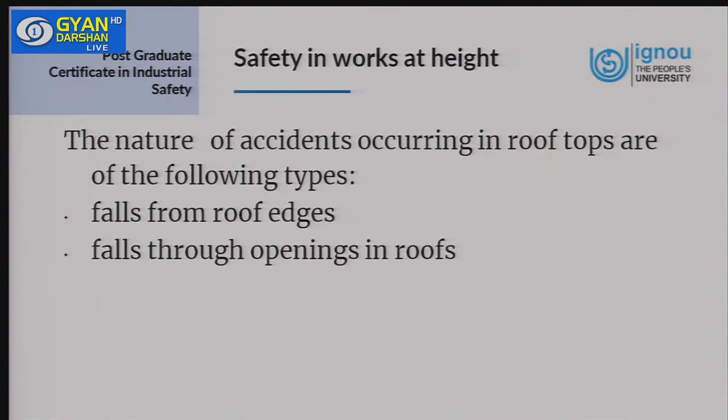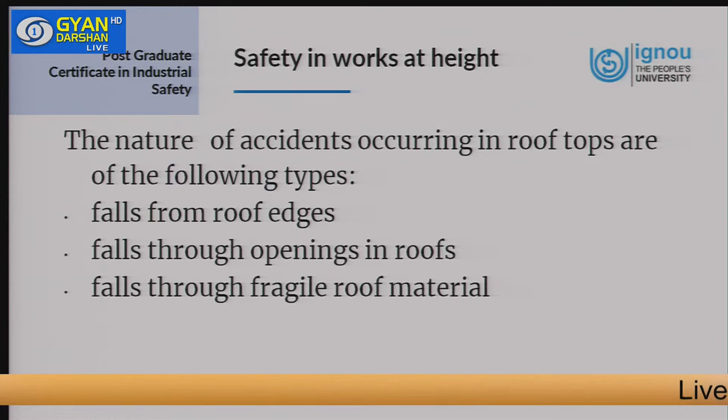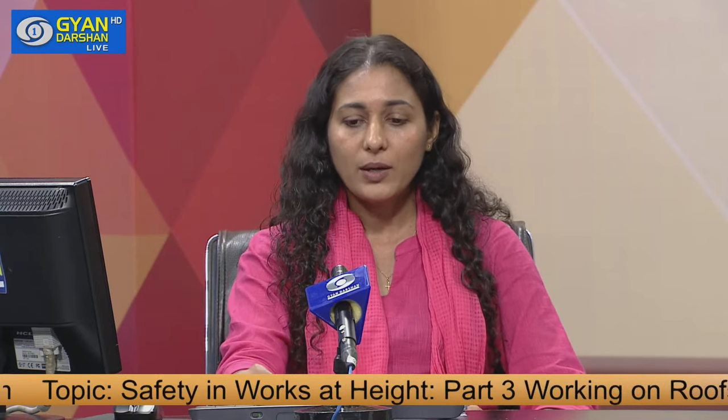So the second type of accident that can happen while working on roof is the fall that happens through openings in roof. Now, there is a third type of accident that happens when working on roof, and this is through fragile roof. We know that there are certain kinds of roof which could be made of glass, polycarbonate, or even plastic sheets. And when one treads on it, there is a risk that the fragile roofs could break, and then that can cause casualties and accidents. Now, we look at the different types of roofs that we have in order to understand what are the safety precautions that we need to take while working on it.